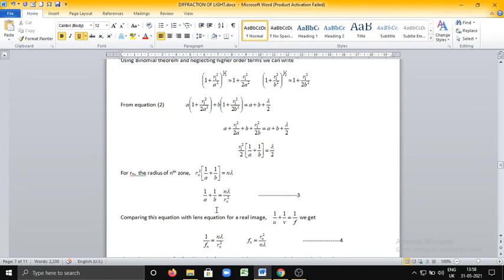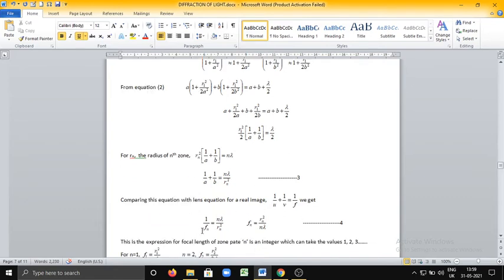Comparing this expression with the convex lens for a real image, we have the formula for a real image in case of a convex lens, that is 1 by u plus 1 by v is equal to 1 by f. Lens formula: 1 by u plus 1 by v, where u is the object distance, v is the image distance and f is the focal length. By comparing equation 3 with this one, you can write 1 by f is equal to n lambda by rn square, or fn is equal to rn square by n lambda. Expression for focal length of a zone plate.